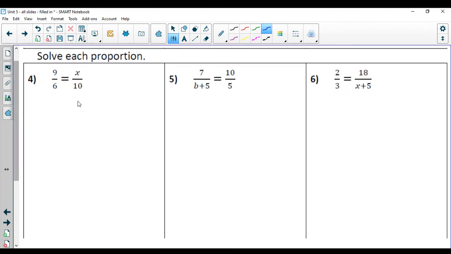In these ones, we're going to go ahead and solve using the cross products. 10 times 9 is 90, equals 6 times x, which is 6x. I'm going to divide through by 6 on both sides, and we get 15 equals x.